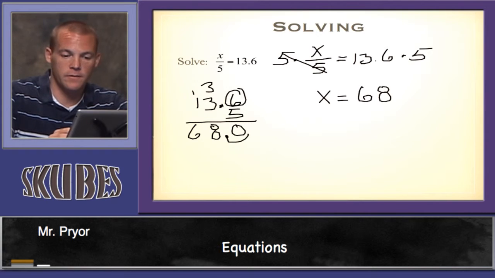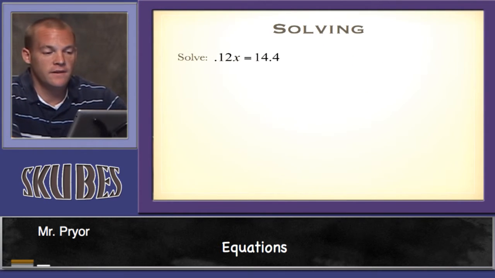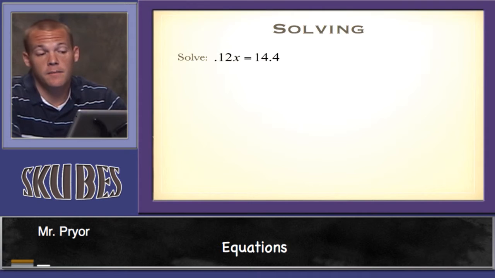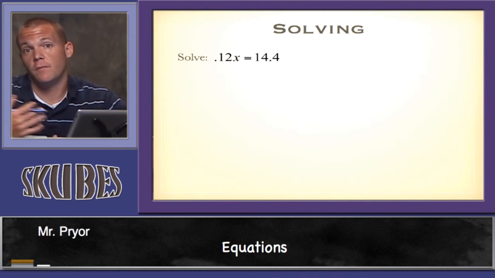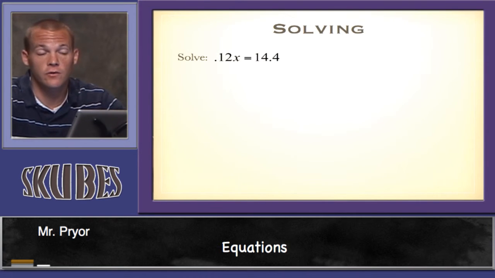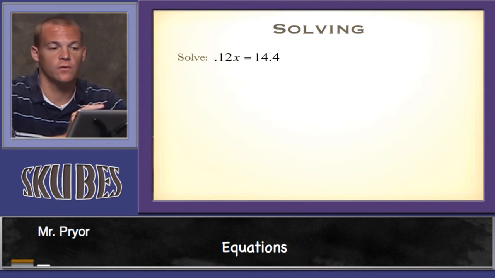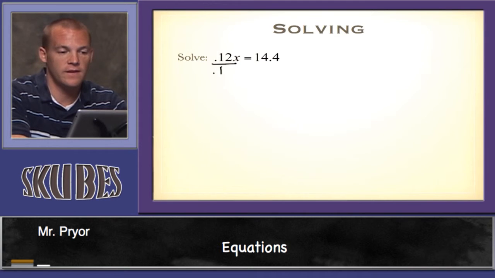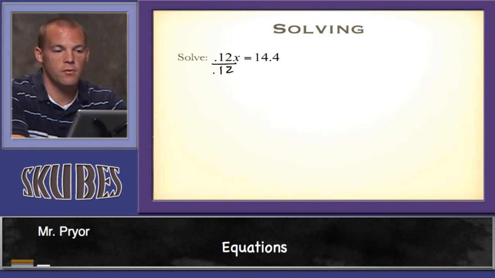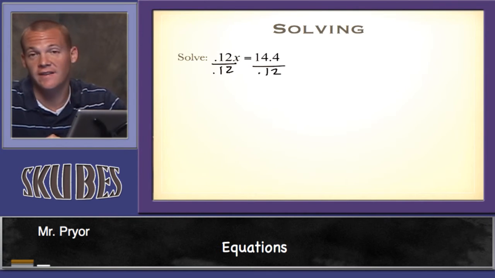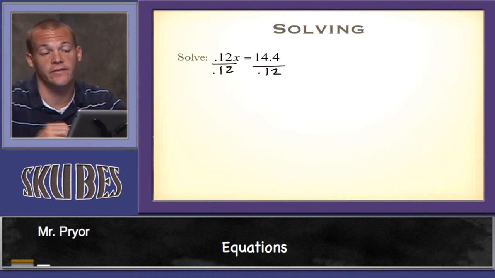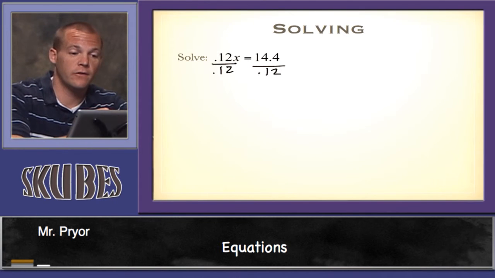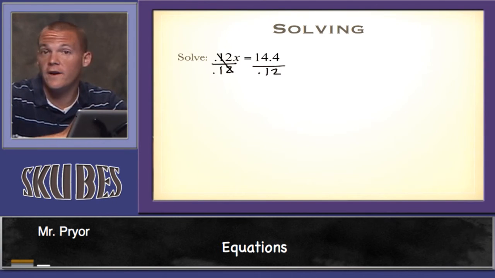All right, one more example here. This time we're looking at a problem involving decimals and multiplication. This is 0.12 or 12/100ths x equals 14.4. Right, so to solve this, we would have to divide both sides, because that's the inverse of that multiplication, by 0.12. Again, what we do to isolate the variable, we have to do to the other side. Keep that in mind. So this will eliminate to 1x.